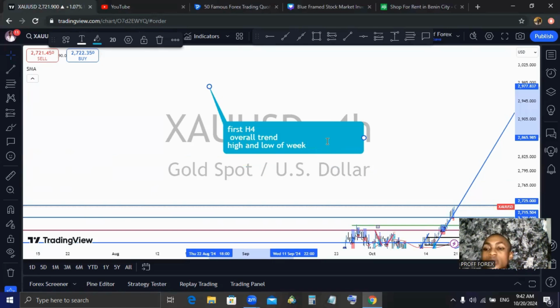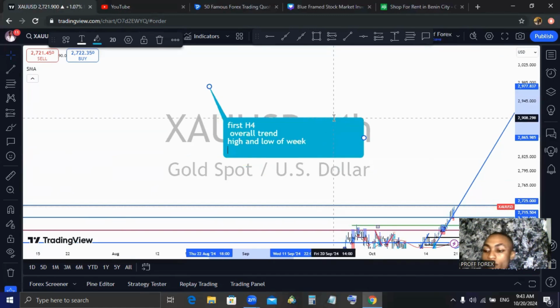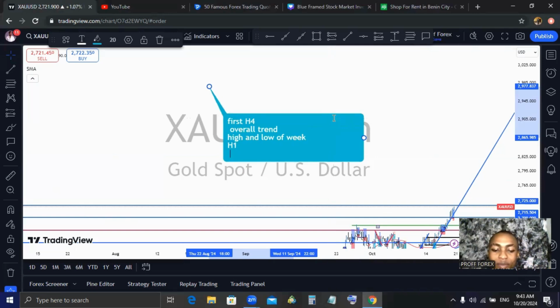Then we now go to our H1. What do we go to this H1 to do? Secondly, we go to H1 for trend confirmation.